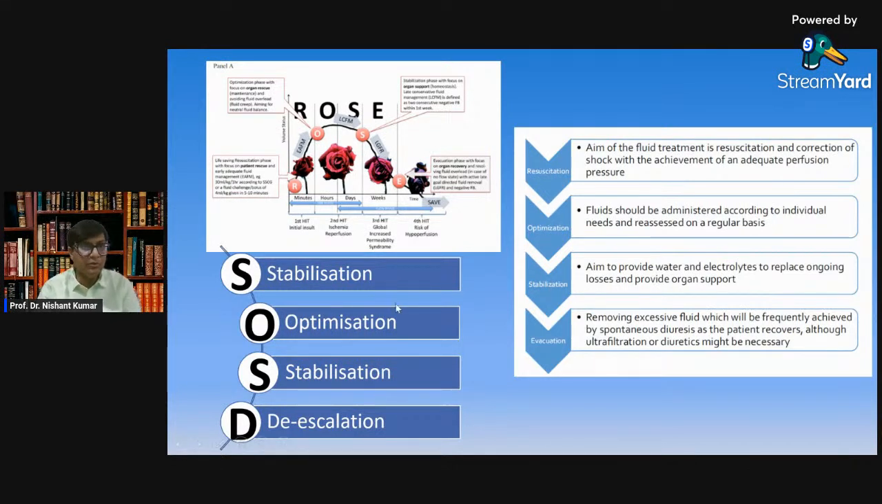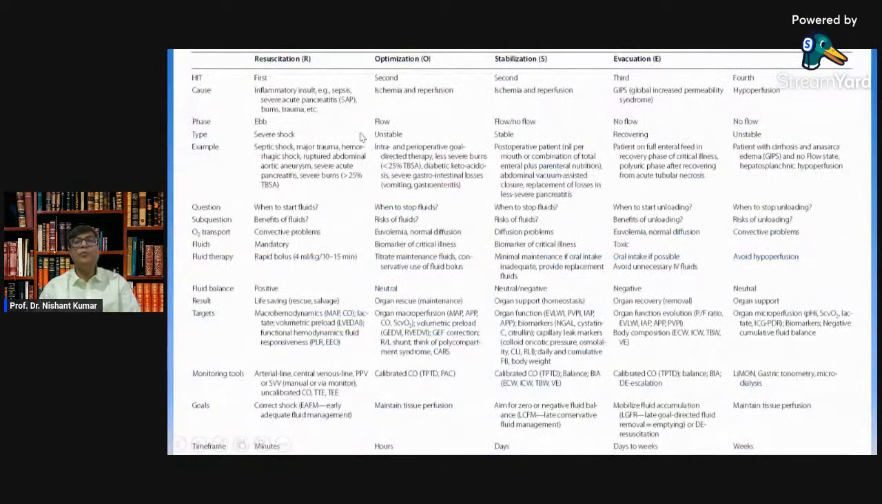Okay, so you have early adequate fluid management, late conservative, then you have the late goal directed fluid removal therapy. So these are the things that you have to remember: early adequate, not excessive. Then you have the late conservative. The idea is not to have a positive balance at any given point of time. So that is the whole thing.